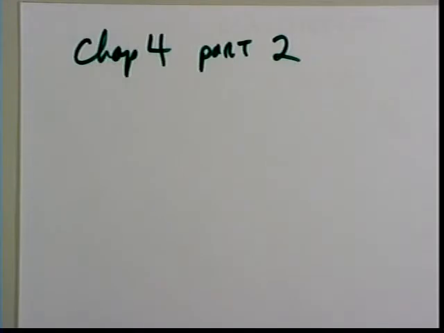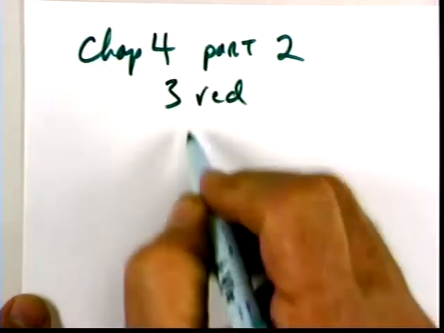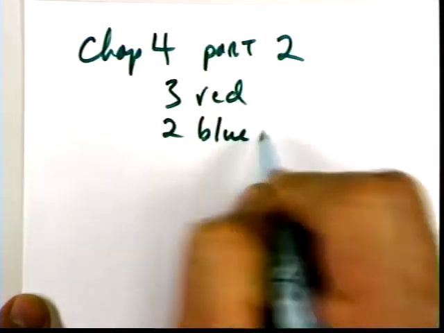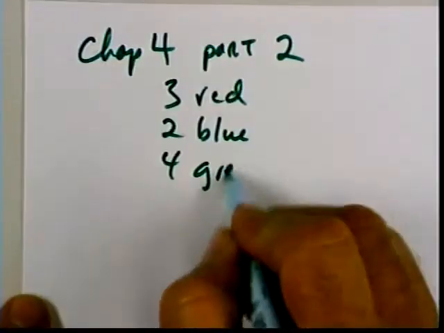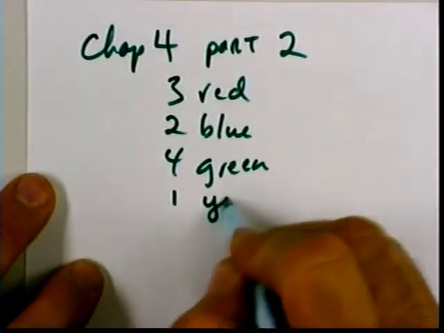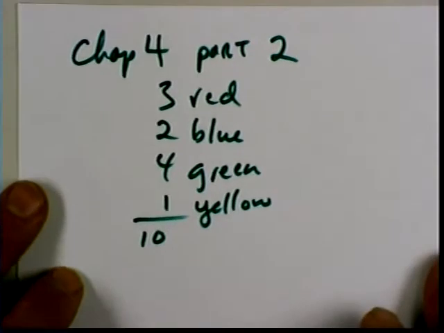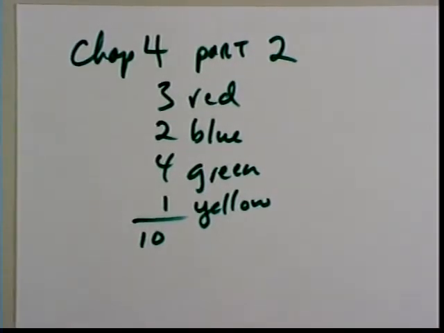with replacement and without replacement. So let's just say that in a bag we have 3 red, 2 blue, 4 green marbles, and then let's just throw in 1 yellow one. Okay, it makes the calculations a little bit easier. That's a total of 10 marbles.